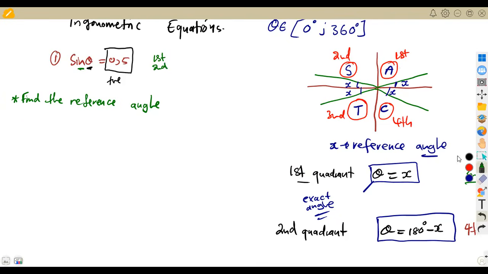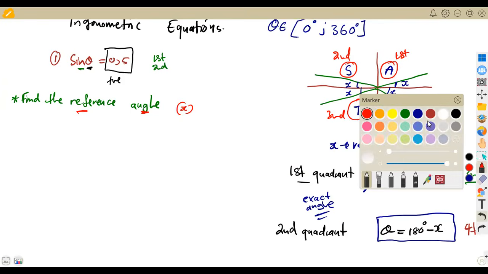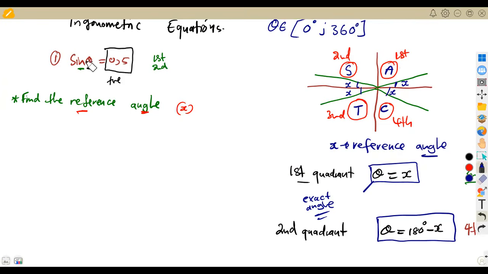But first, you are supposed to find the reference angle, which is the one that we are referring to as x. So we are going to write this as x. How do you find the reference angle? You simply take this part as it is, but write everything as positive. Even if this is a negative, you take it as a positive. I'm going to explain later on. So sine x is equal to 0.5. So you're going to find x, which is your reference angle in this case.